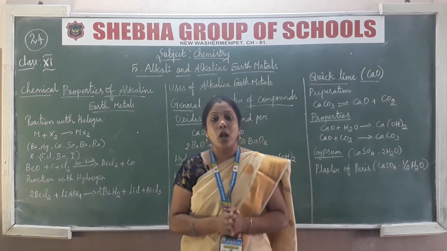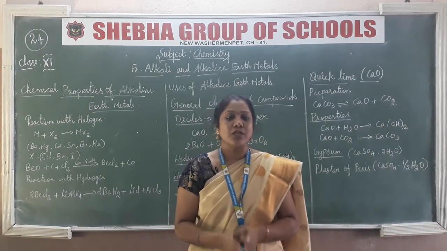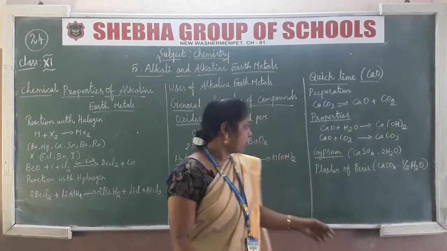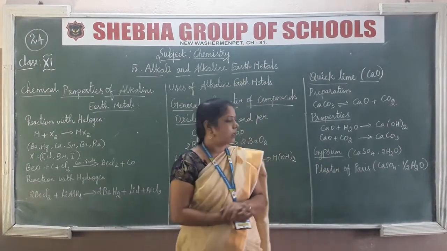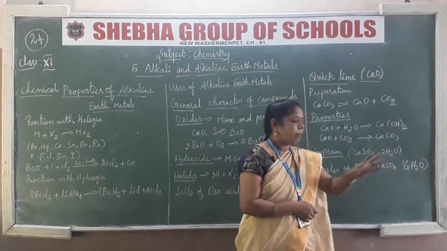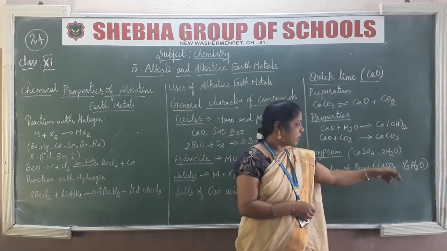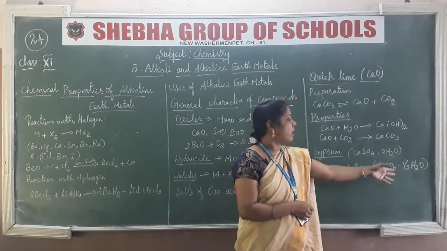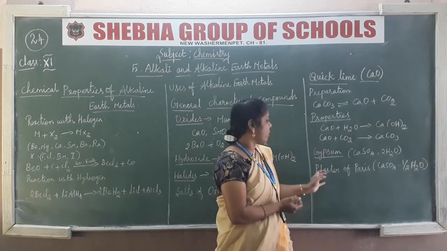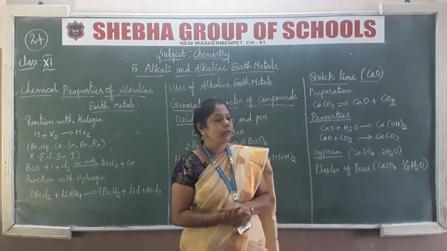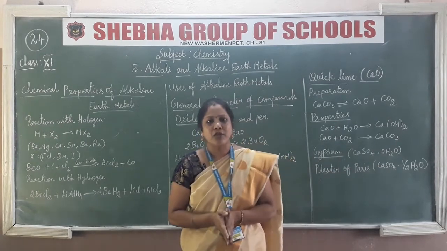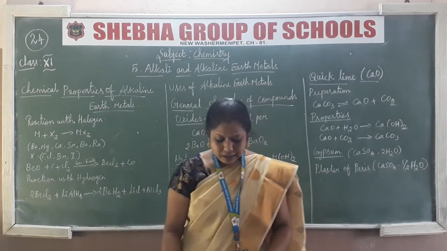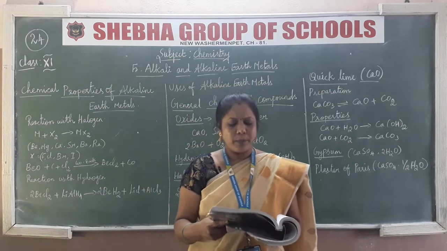And coming to this last concept, that is the Plaster of Paris. So just now I told you Plaster of Paris is also the same compound, that is calcium sulfate, but the difference is in the water molecules: only half of the water molecules are there in Plaster of Paris. So this is the main difference between gypsum and Plaster of Paris. Okay, so how is Plaster of Paris prepared?